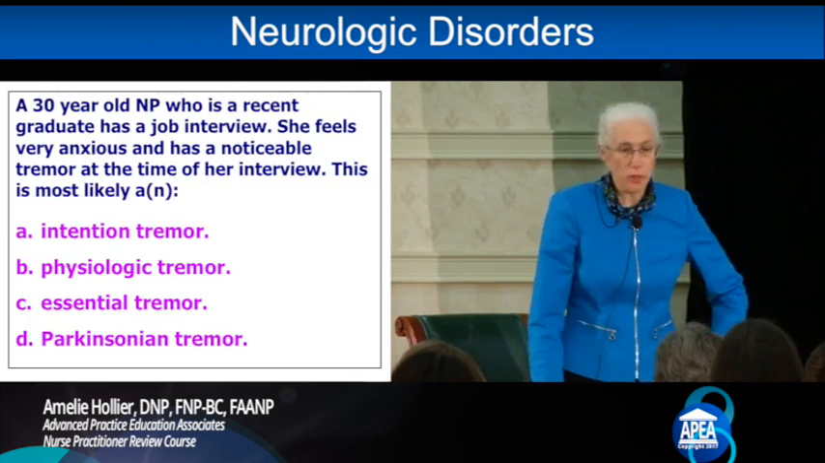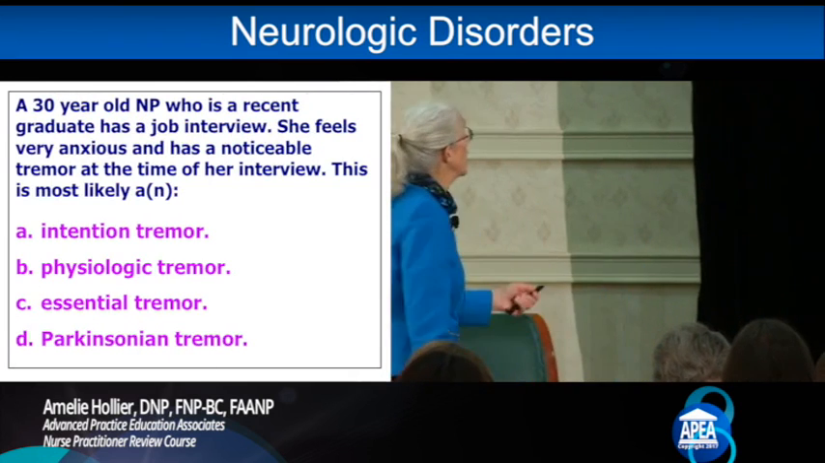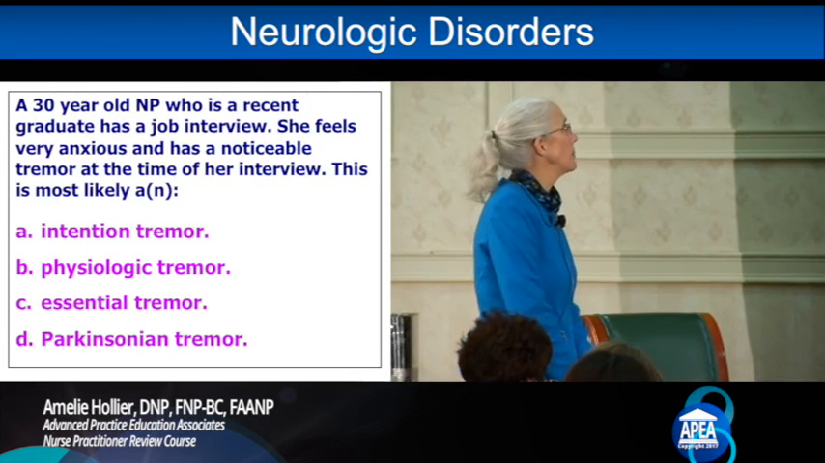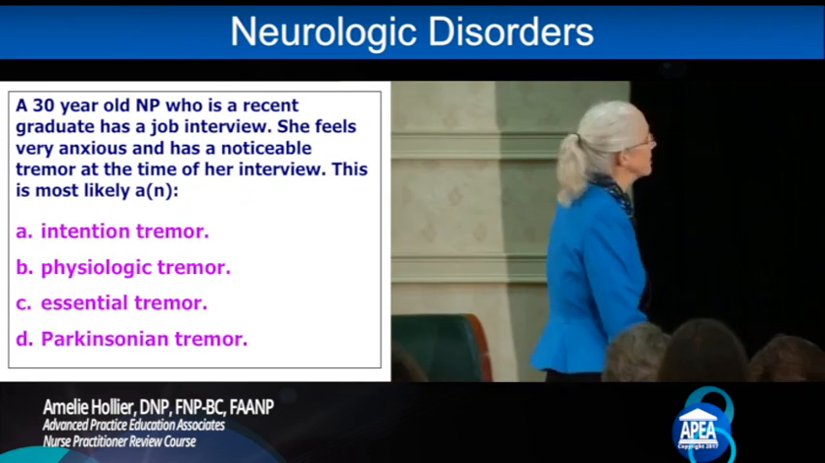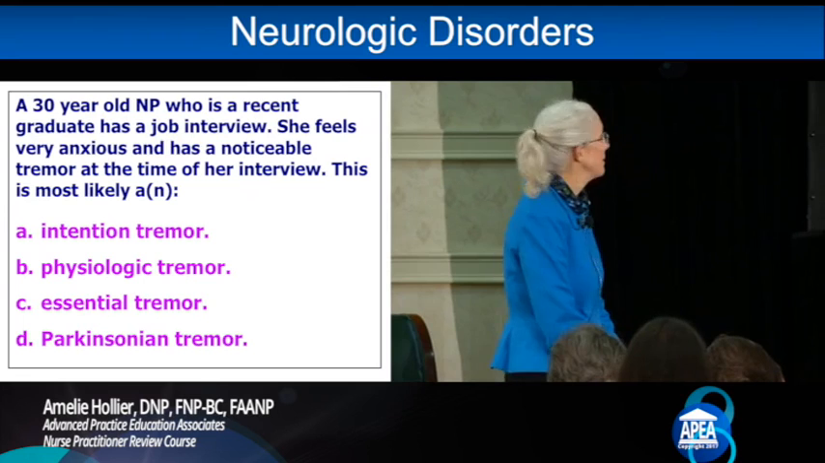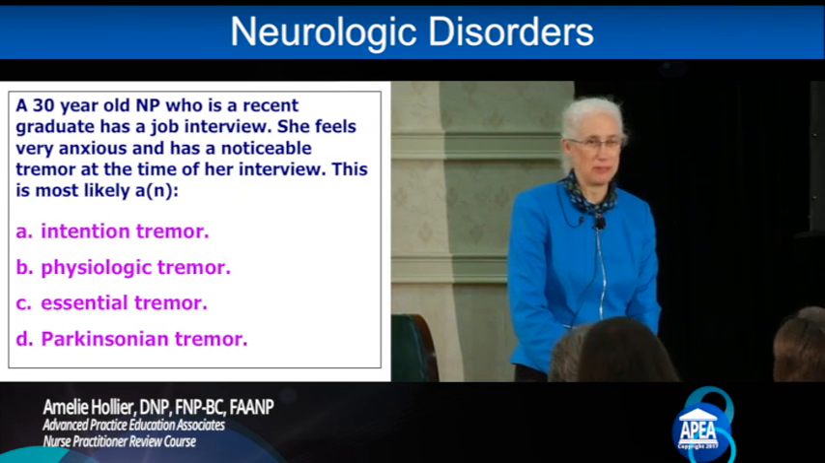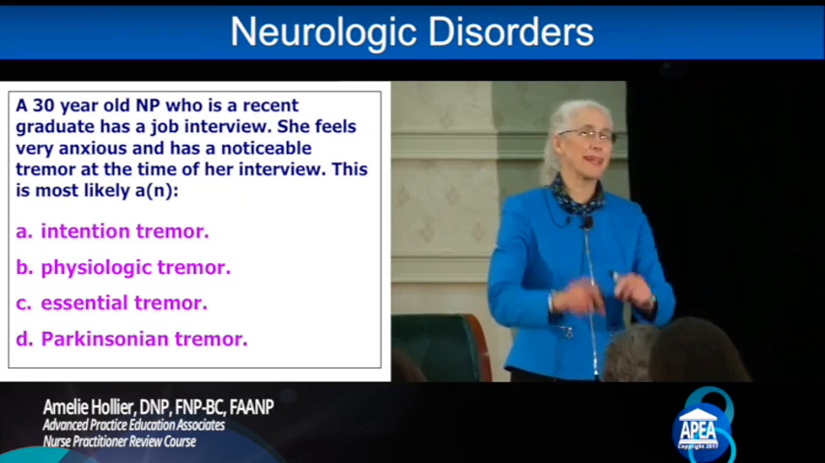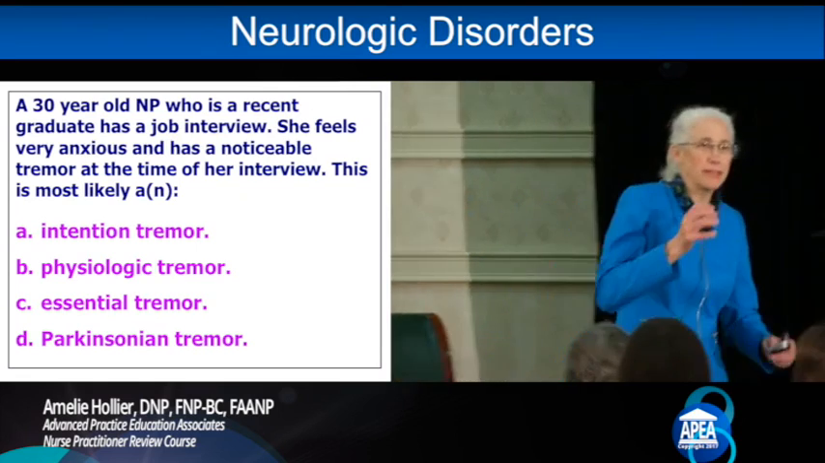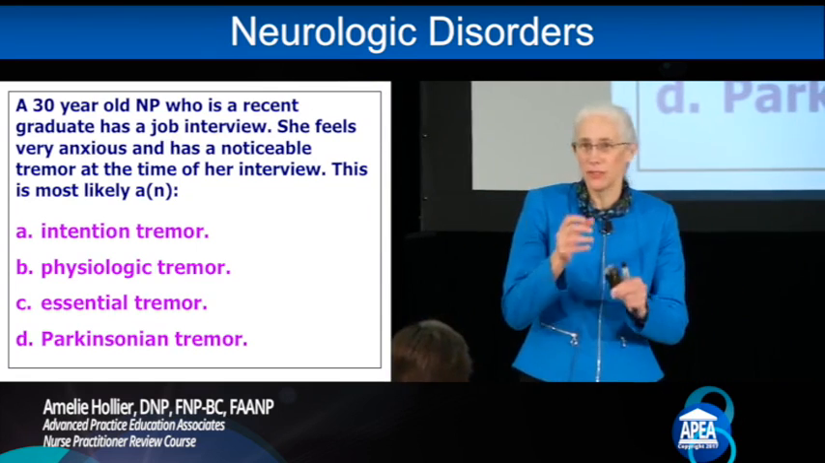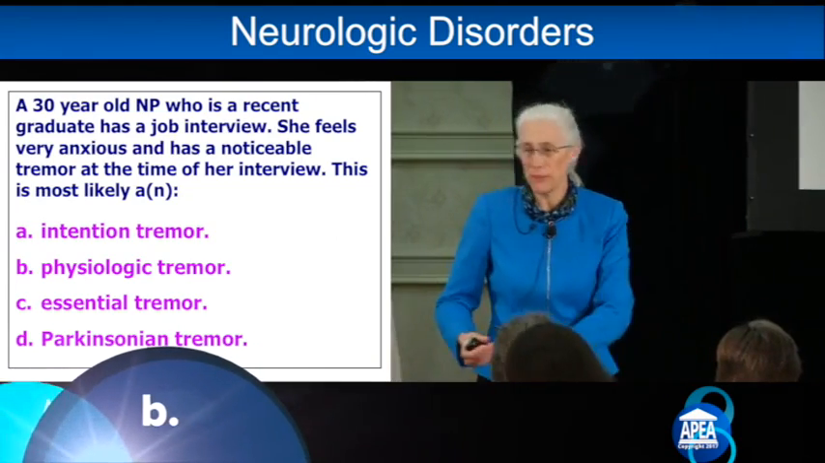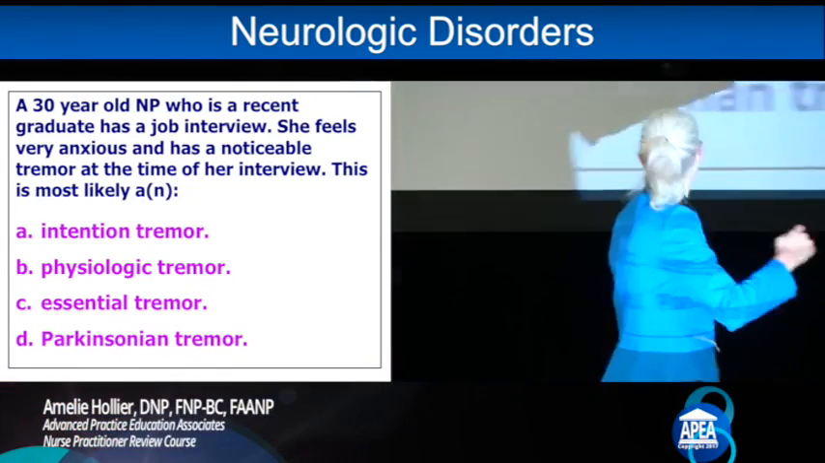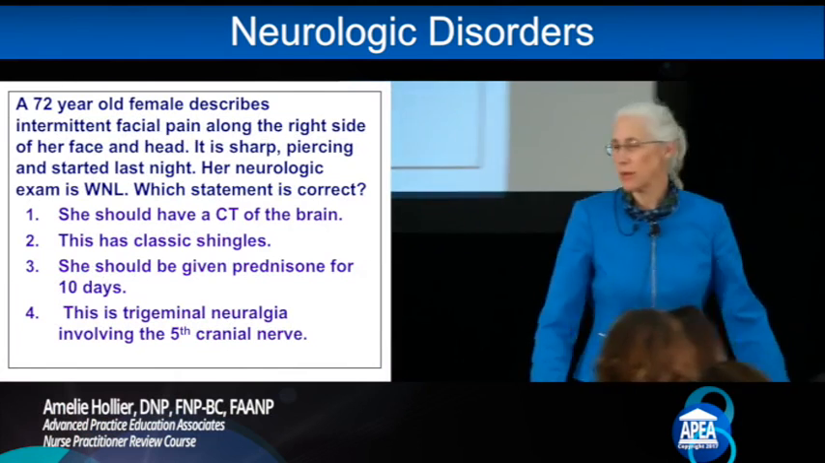Look at your next patient. A 30-year-old NP who is a recent graduate has a job interview. She feels very anxious and has a noticeable tremor at the time of her interview. Oh, Lordy. We've all had this kind of tremor before. If you've had too much Starbucks, you've had this kind of tremor. What kind of tremor is that? It's a physiologic tremor. Do we treat it? No.